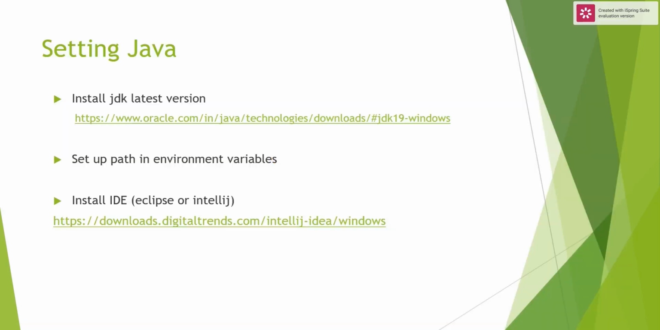So in the last session we covered how to set up Java. First we learned how to install the JDK in our system, then how to set the path in environment variables, and then we learned how to install IntelliJ in our system.